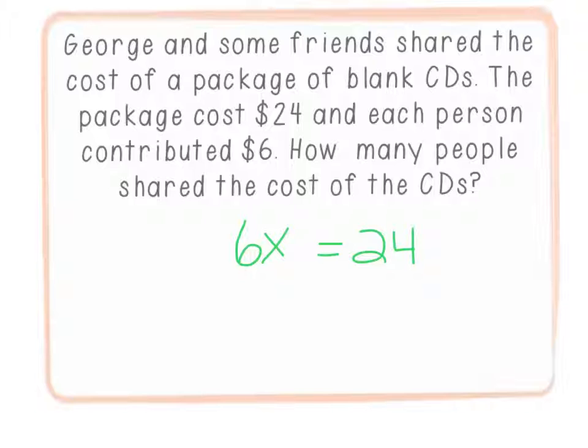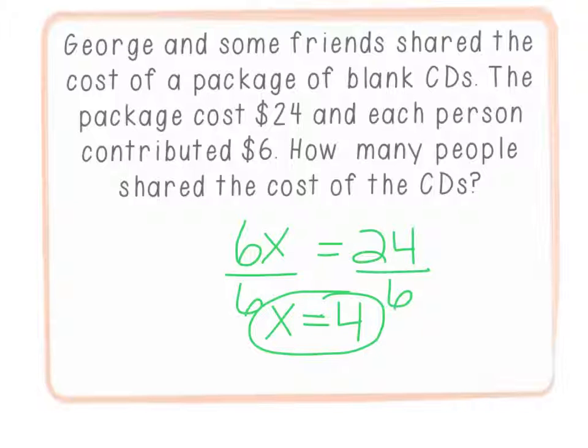So x times 6 equals 24. What times 6 gives me 24? I know that 4 times 6 would give me 24. So x equals 4. To double check, I could divide by 6 on both sides. 24 divided by 6 is 4. So I know that my solution is 4.